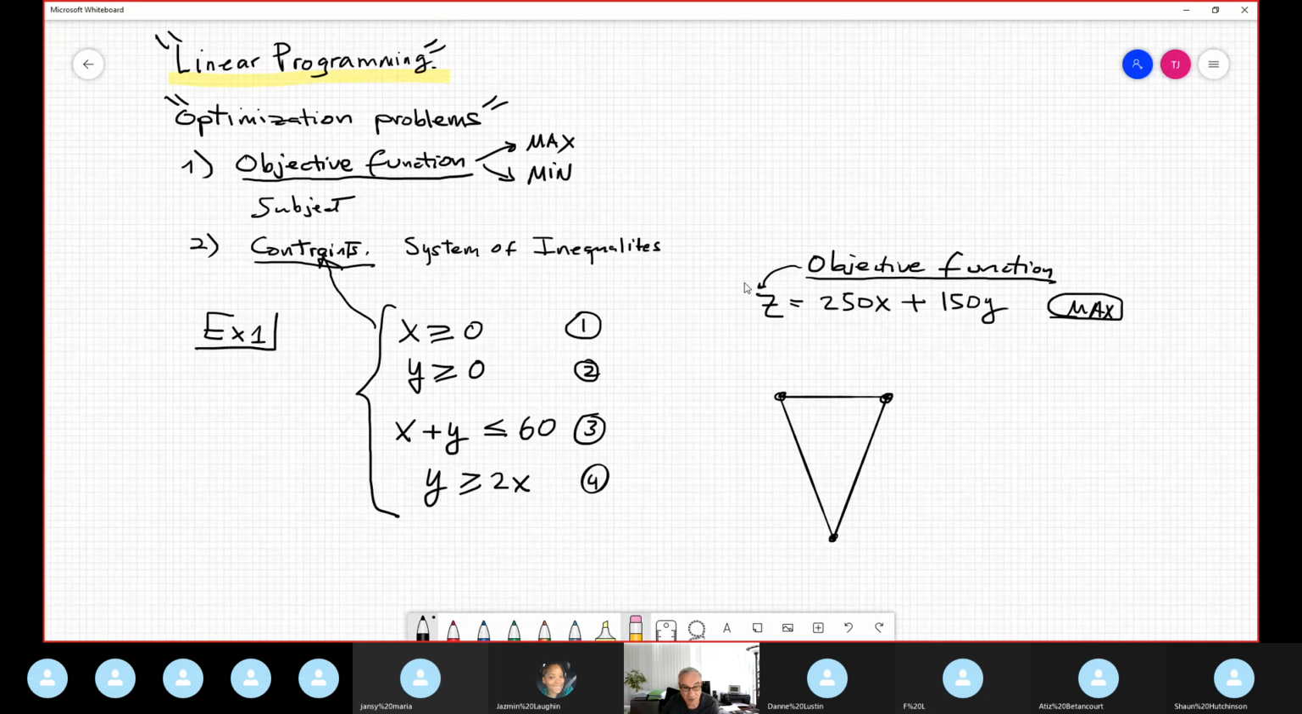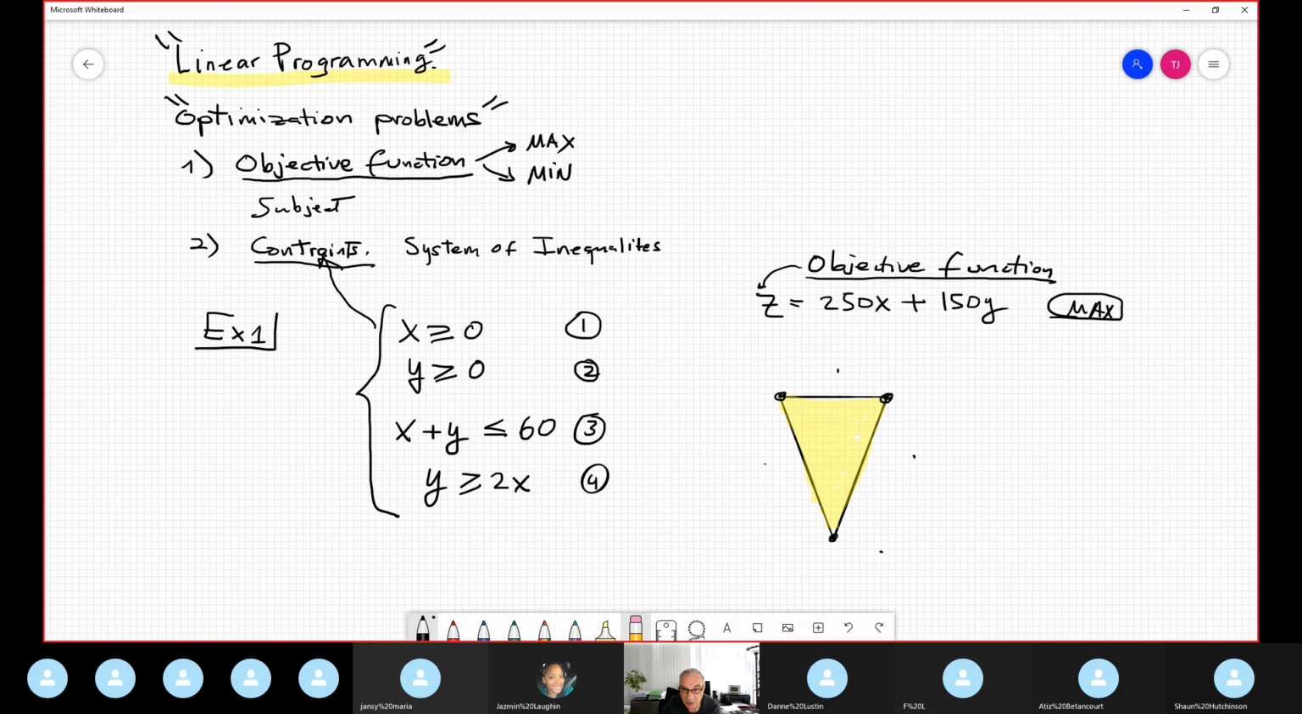Everything inside the closed figure is the solution of this system. Now it's feasible, it's realistic, to satisfy this system of inequalities. Outside, no, completely false. It does not satisfy the system.